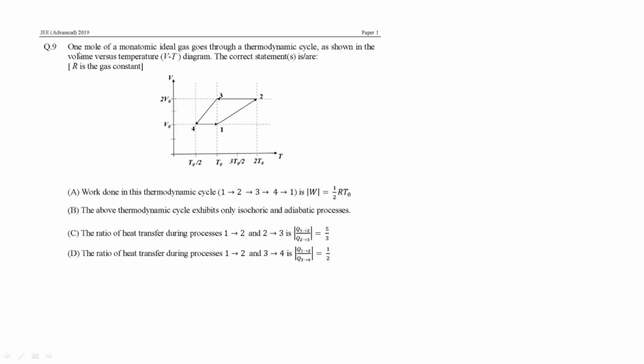So this is a JEE Advanced 2019 question paper, and this is a multiple answer type question. That is, more than one option can be correct. So let us read the question. One mole of a monoatomic ideal gas goes through a thermodynamic cycle as shown in the volume versus temperature diagram. The correct statement is: R is the gas constant.